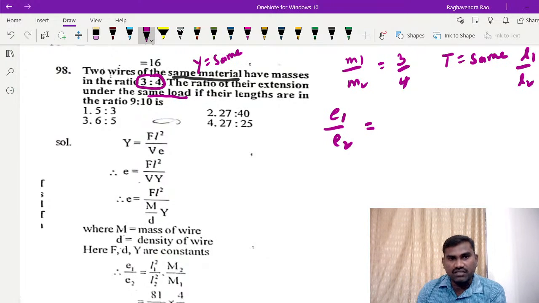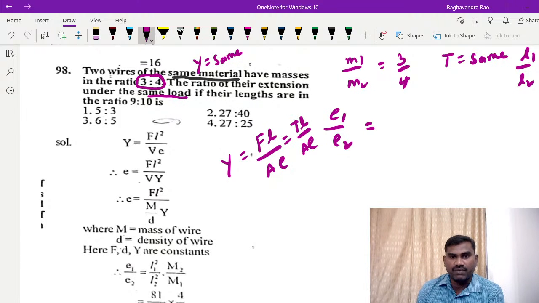So these two wires are made of the same material, so Y is the same, and masses are given. To express this in terms of mass, in general Young's modulus is equal to FL by A into E, which will be equal to TL by A into E. As tension is given, in the place of F we can take tension. But here, as the masses ratio is given, we need to write this expression in terms of mass. Same material means density is also the same, so this equation must have density and mass.